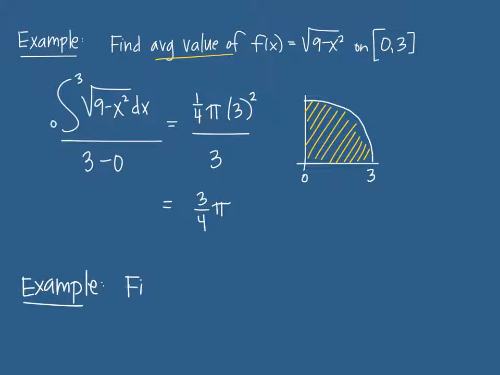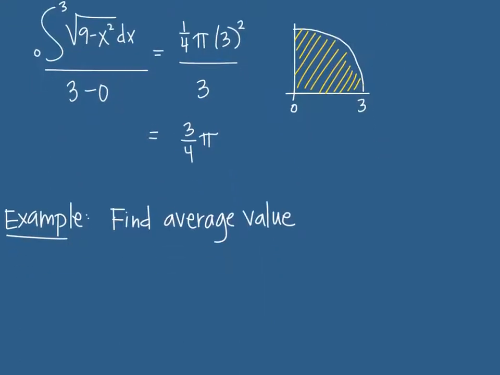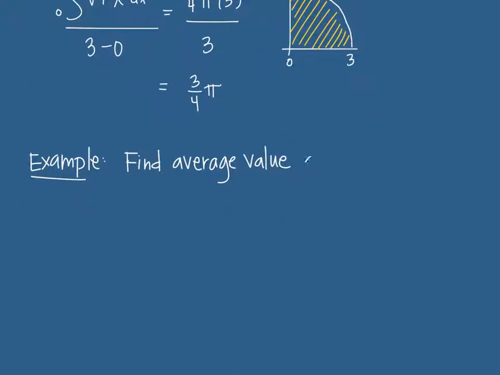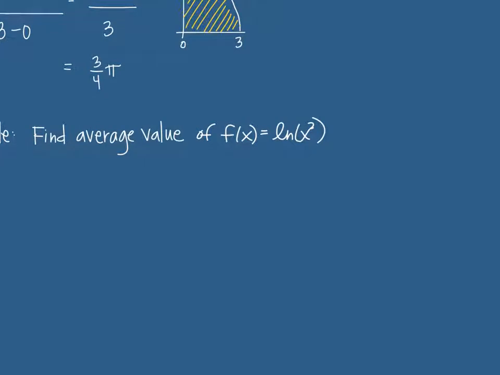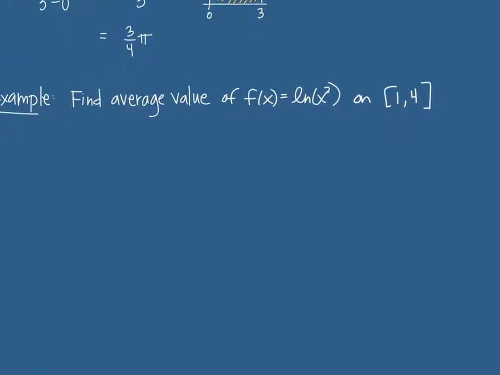You can also find your average value using fnInt. And when you have your calculator, I'm going to ask you a couple of follow-up questions to that too. So find the average value of f of x equals the natural log of the function x squared. Now that is not something that can be done with geometry. And so we're going to use technology to help us out on the interval of 1 to 4.